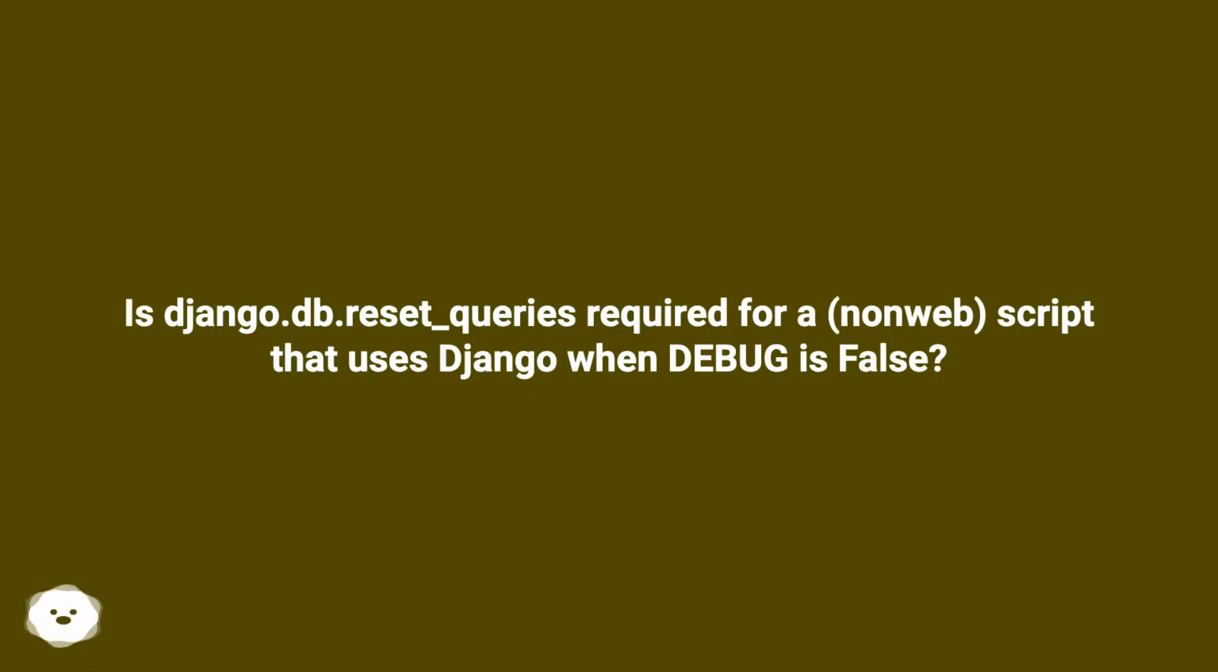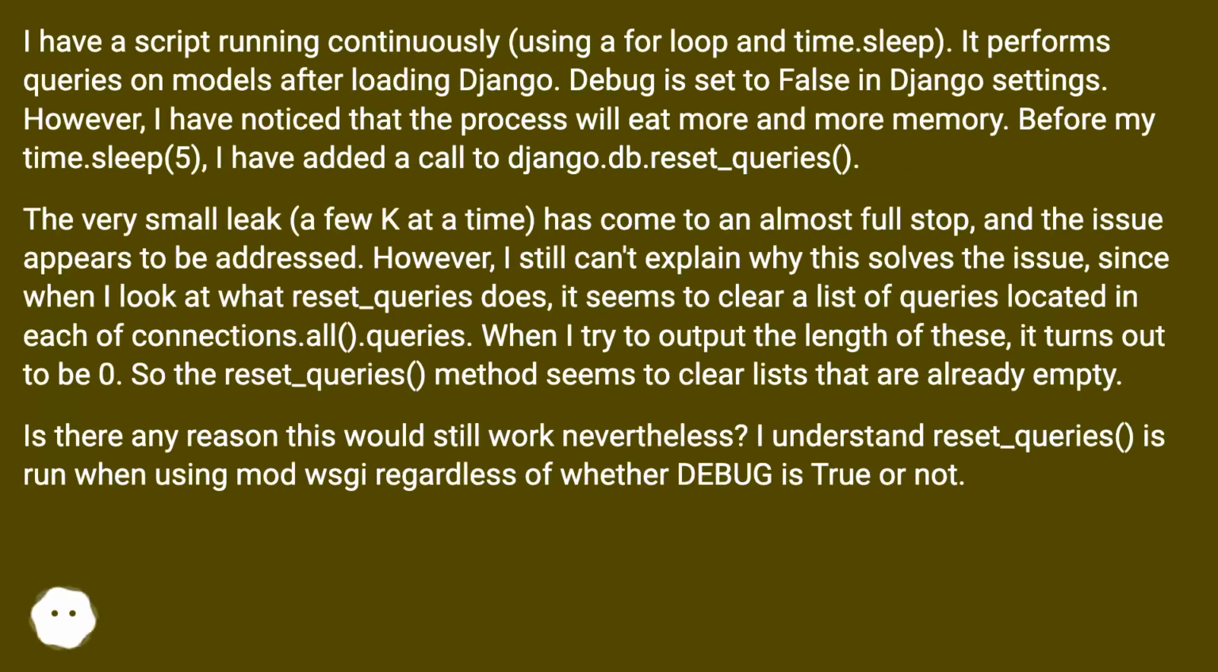Is django.db.reset_queries required for a non-web script that uses Django when debug is false? I have a script running continuously, using a for loop and time.sleep. It performs queries on models after loading Django. Debug is set to false in Django settings.